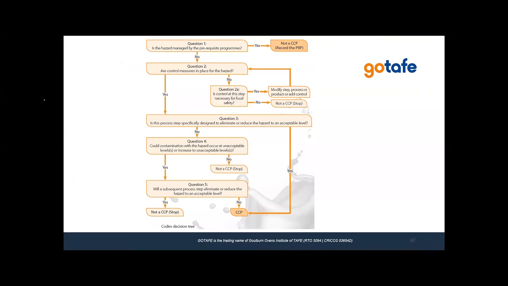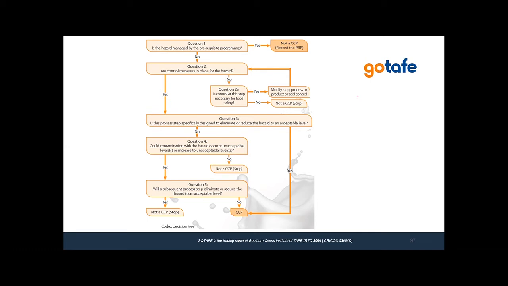So you have to ask 5 questions. Those 5 questions are going to tell you whether it's a critical control point or not. Of course, you have to analyze each step with those 5 questions, and then make your decision. The first question is: is this hazard managed by a prerequisite program? For each step, you need to find out the hazard related to that step. And if a prerequisite program can manage that hazard, it is not going to be a critical control point.